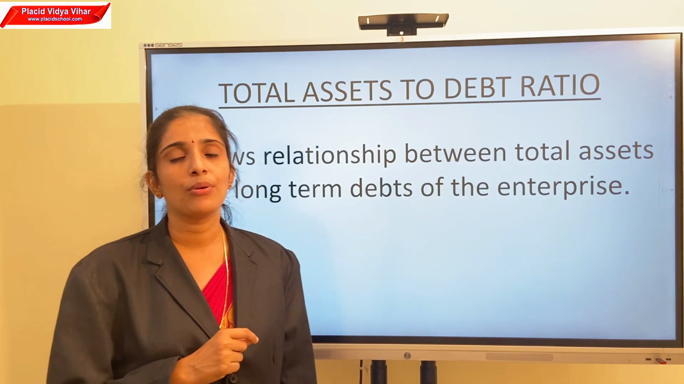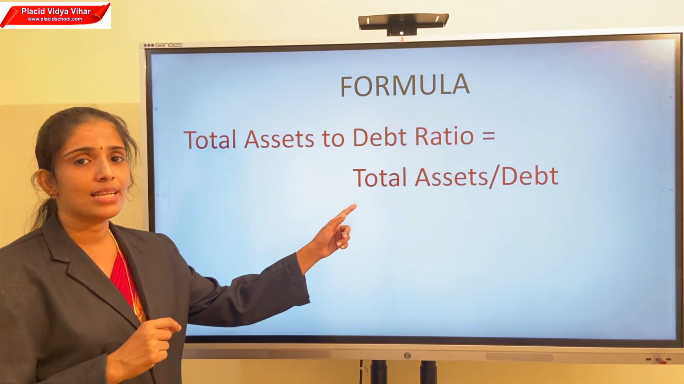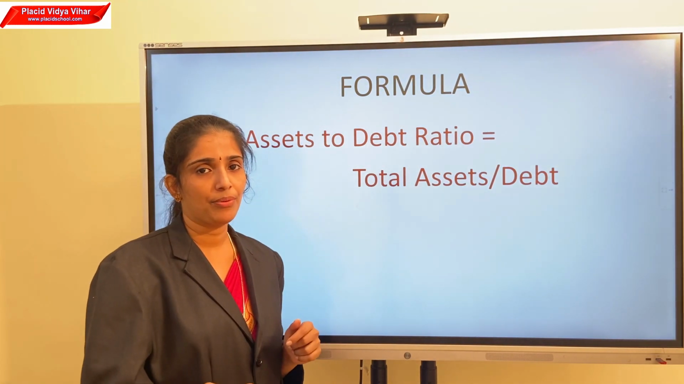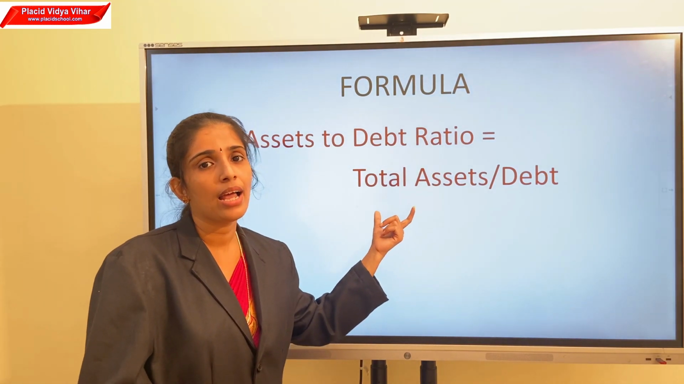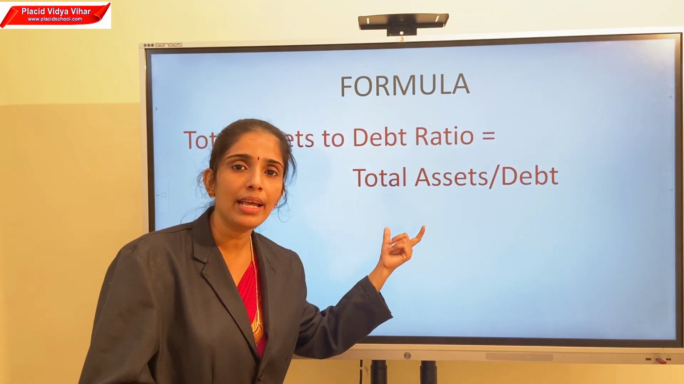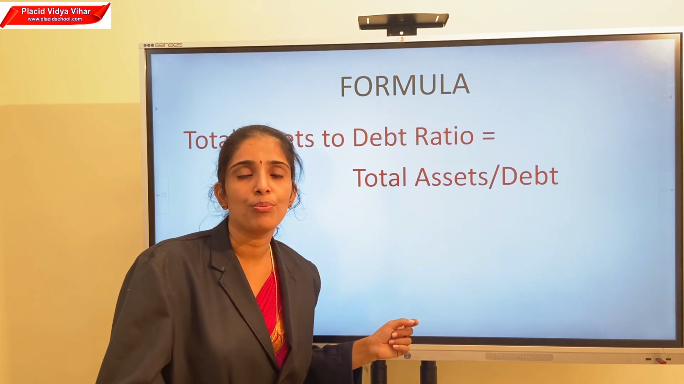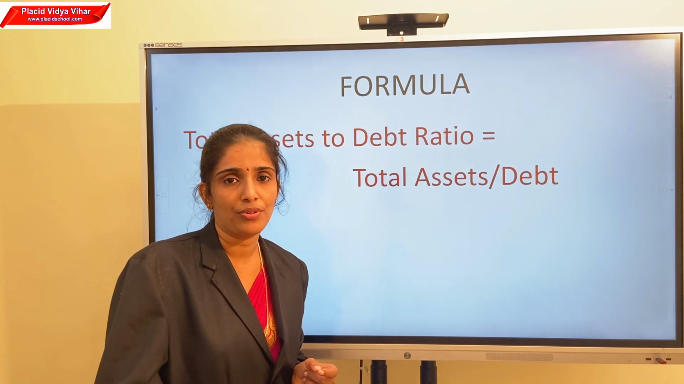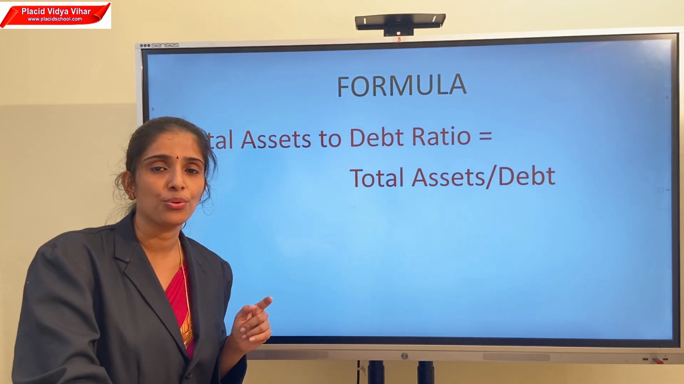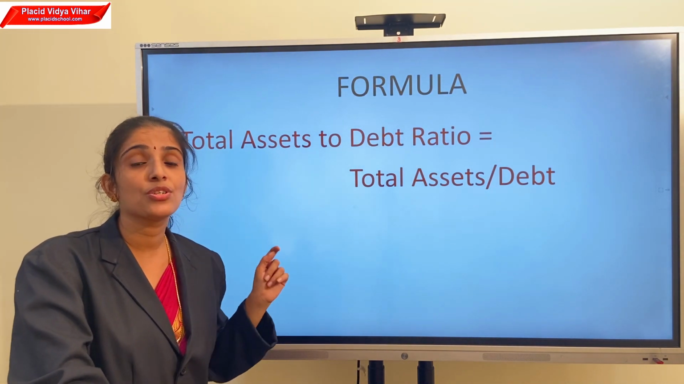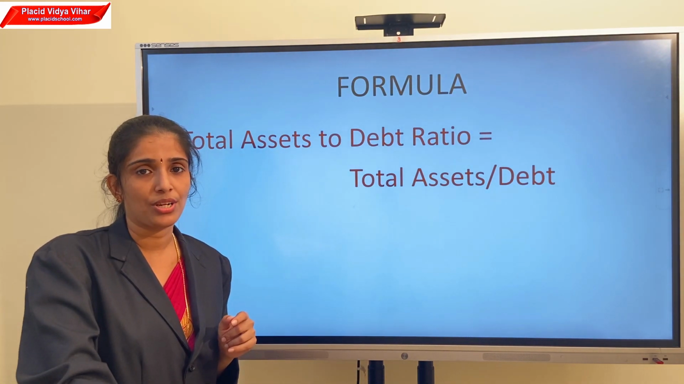The formula for calculating the total assets to debt ratio is total assets divided by debt. Total assets includes all assets, that is all the non-current and current assets. And the debt includes only long-term borrowings and long-term provisions. The main objective of this total assets to debt ratio is to measure the extent to which the assets cover the debt of the organization.